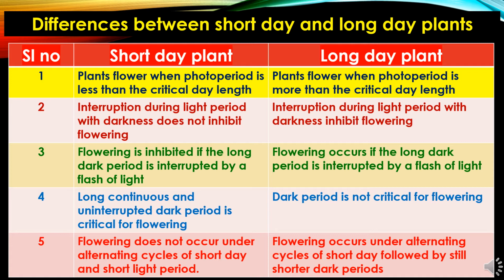Fourth, in short day plants, a long continuous and uninterrupted dark period is critical for flowering, while in long day plants, the dark period is not critical for flowering. Fifth, in short day plants, flowering does not occur under alternating cycles of short day and short dark period, while in long day plants, flowering occurs under alternating cycles of short day followed by still shorter dark periods.